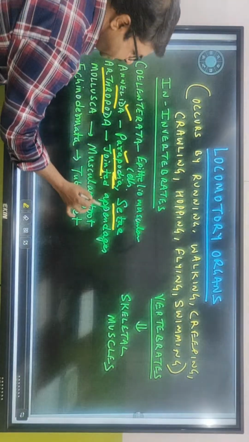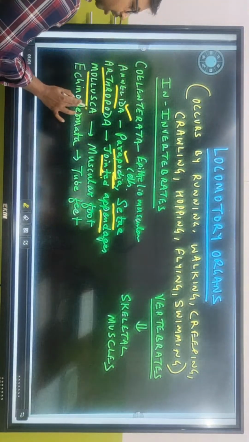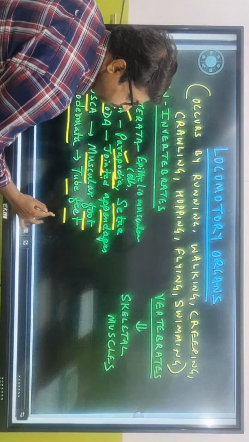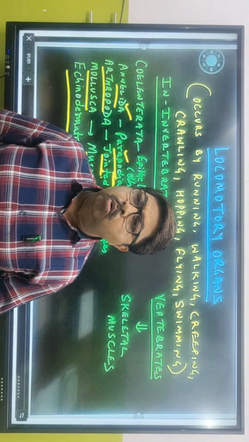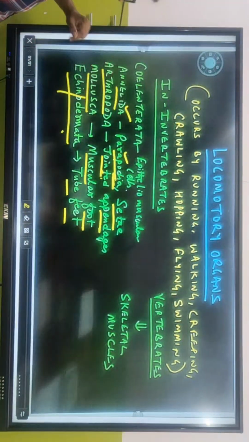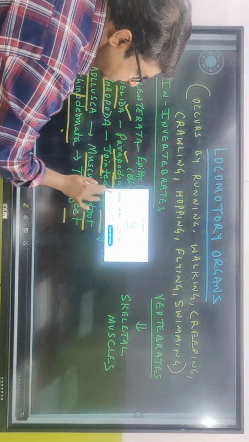अच्छा, arthropoda, jointed appendages, they have got jointed appendages. Mollusca, they have got muscular foot. Echinodermata, they have got tube feet. I think you know that these are the locomotory organs in case of some invertebrates. And for vertebrates, what is it? It is skeletal muscles. यहाँ तक clear है?